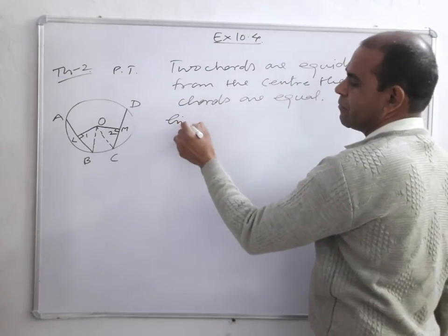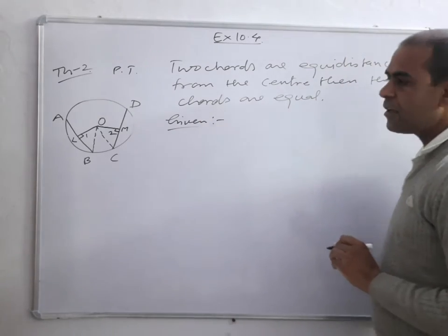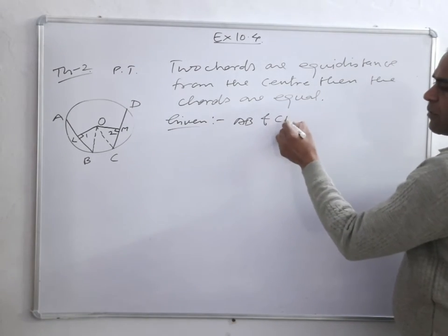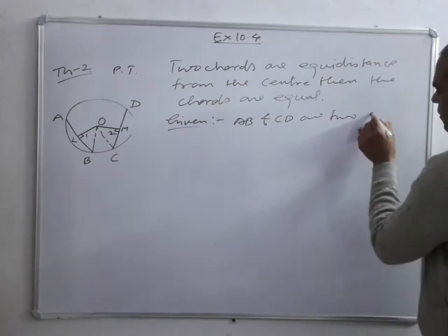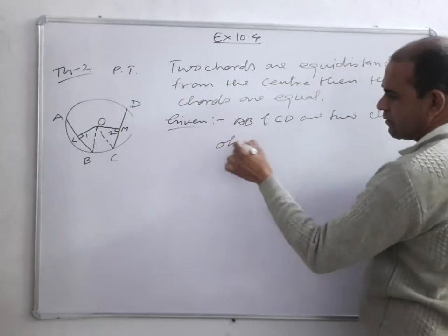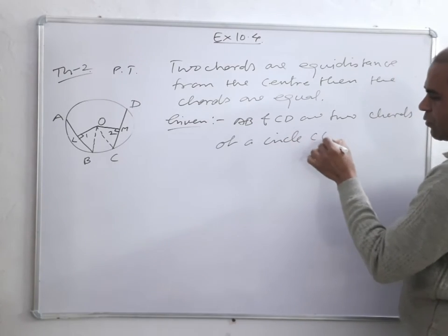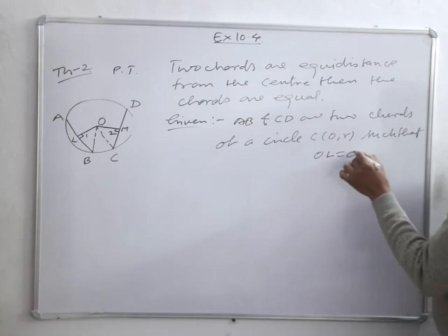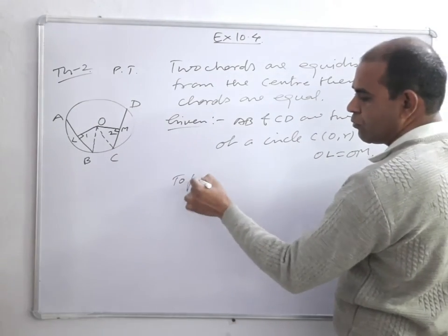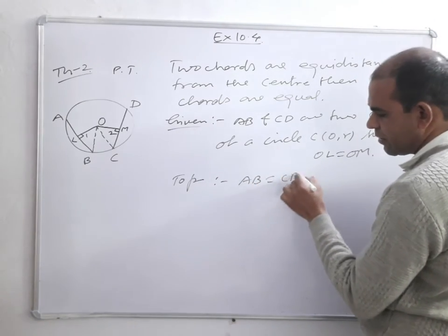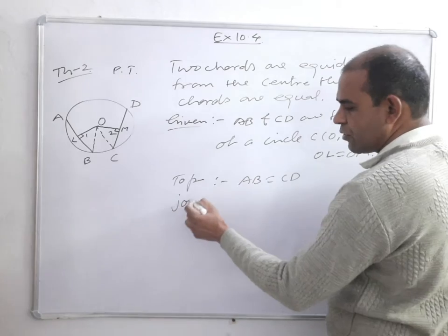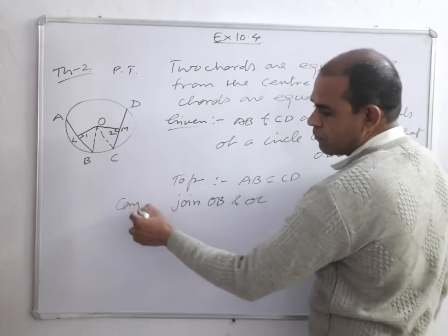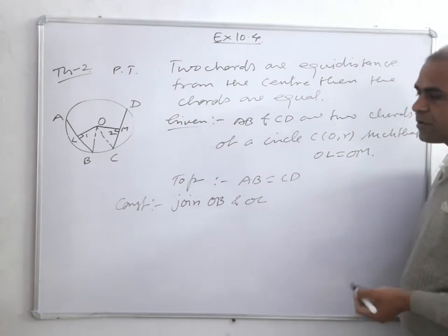So the given is AB and CD are two chords of a circle C(O, r) such that OL equal to OM. To prove AB equal to CD. Construction is the same: join OB and OC. In the proof, the same way.